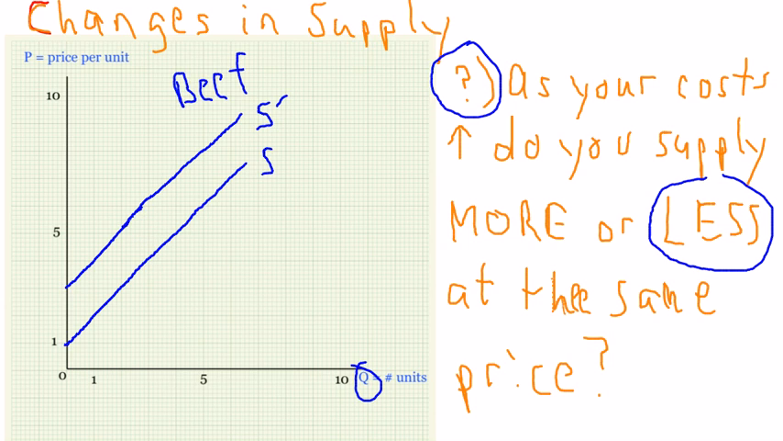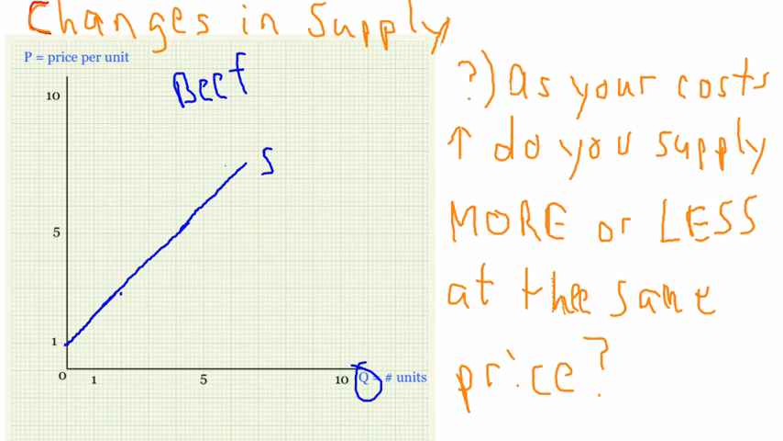And I know this is the right answer because just suppose that the price is 5. And before you were selling 4 units. But now your costs rise and your supply curve shifts to the left. And at this new supply curve, at that same price, you're only selling 2 units.